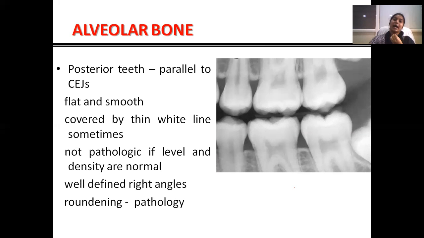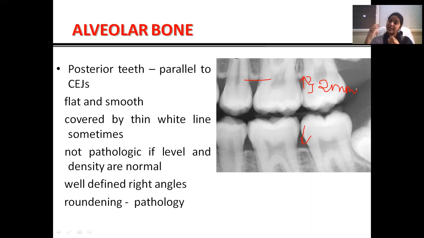Before getting into the features that appear in periodontal disease, we will start with the normal anatomy. The alveolar bone appears parallel to the cemento-enamel junction. Here you can see a white lining on the alveolar crest. This is the cortical lining. It may be present, sometimes it may not be present. But the height of the crest is about 0.5 to 2 mm below the cemento-enamel junction. This is the level at which the alveolar crest is present.